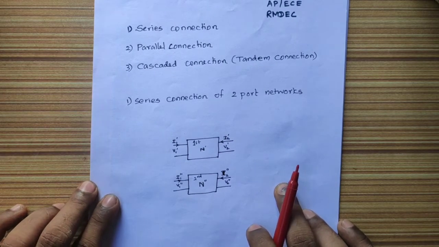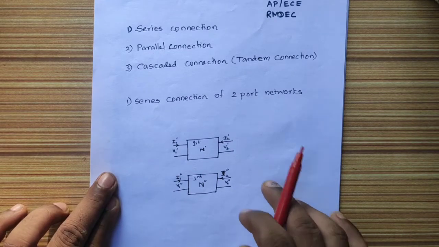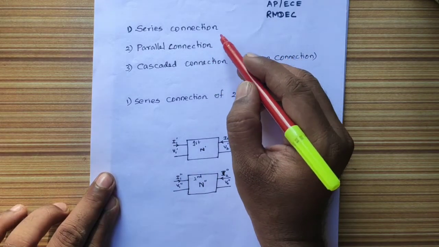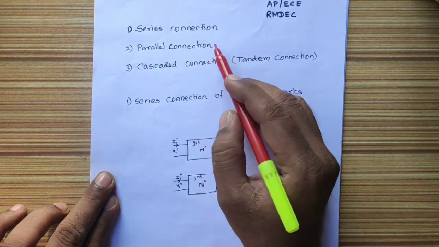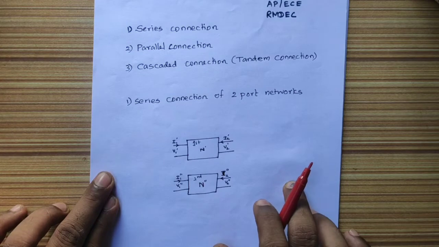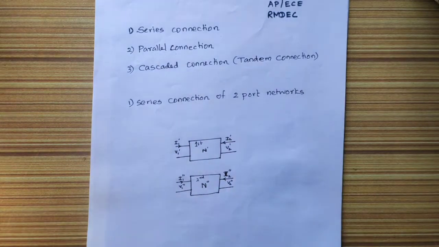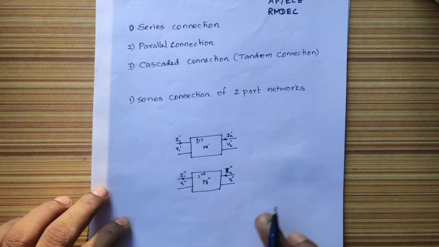In general, we have three different kinds of possible connection. They are nothing but series connection of two-port network, parallel connection of two-port network, and cascaded connection. That cascaded connection is also known as tandem connection. Here I am going to explain the first one, series connection of two-port network.